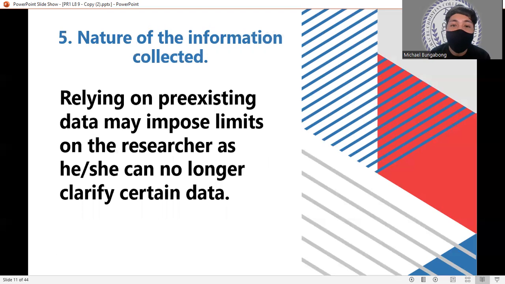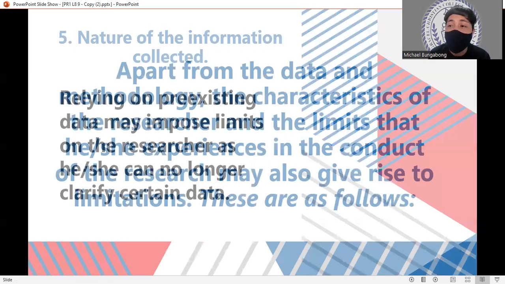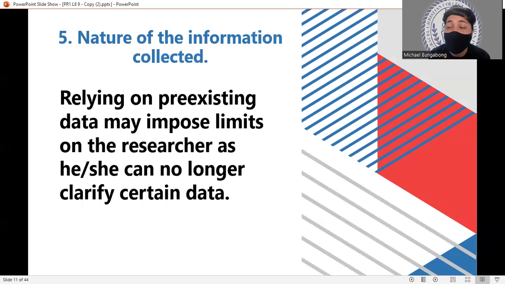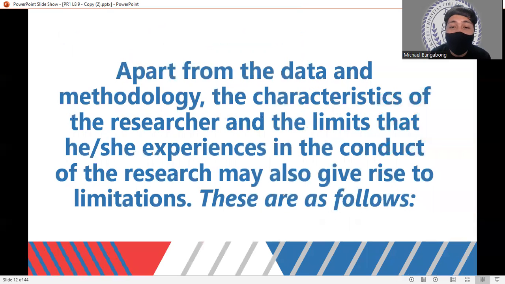Okay, and the nature of the information collected. So relying on pre-existing data may impose limits on the researcher as she can no longer clarify a certain data. So I think this one is self-explanatory. So those five that I just mentioned are also part of the limitation class. So now we have, apart from the data and methodology, the characteristic of the researcher and the limits that she experiences in the conduct of the research may also give rise to the limitations.